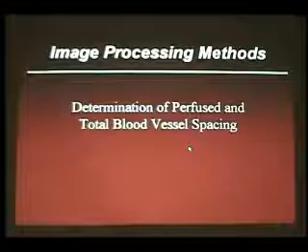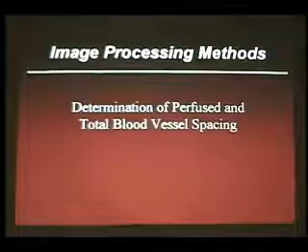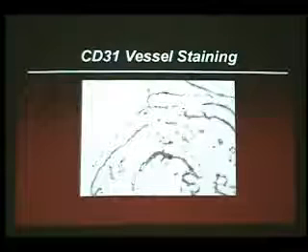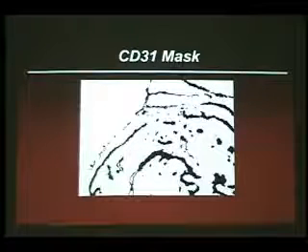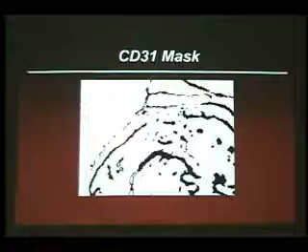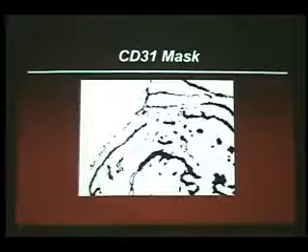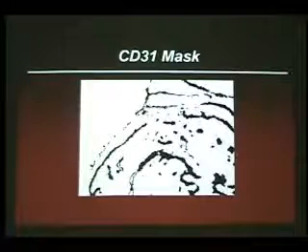So the first thing we did was try to determine the spacing of the blood vessels. And again, we start with endothelial staining here. And the first step is to actually threshold, and I'm not going to talk about how I thresholded it yet, but basically you set an intensity level or a color so that it forms a binary image, a black and white image of where the vessels are.